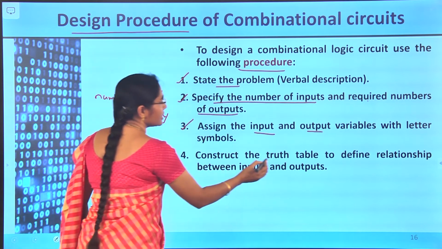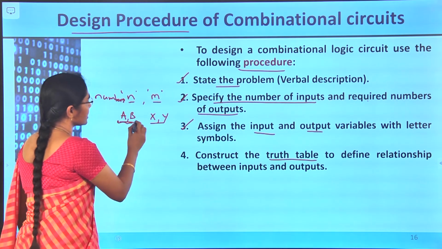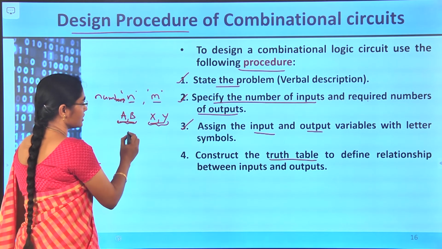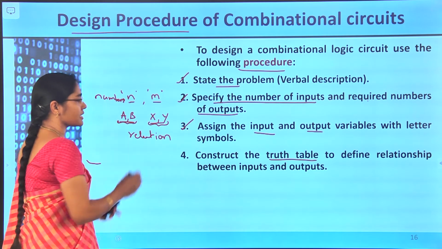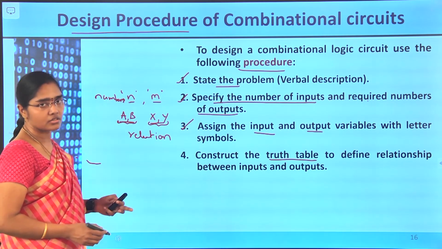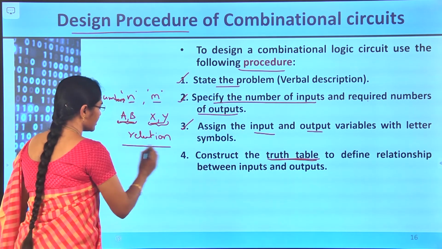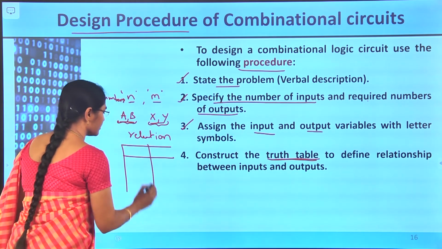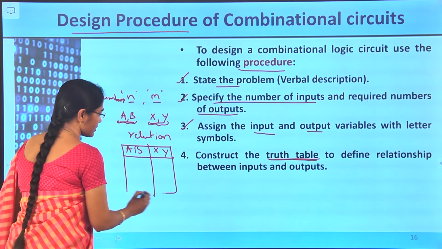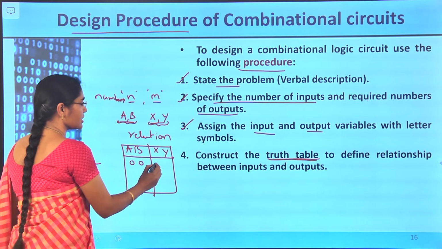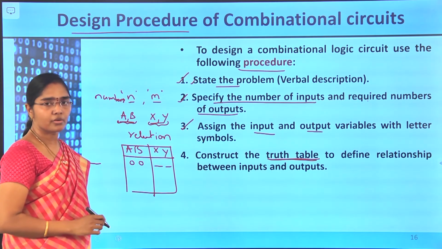After that, construct the truth table to define the relationship between these inputs and outputs. So, the relation between the inputs A, B and outputs X, Y is going to be represented with the help of a truth table. So, then construct the truth table for A, B, X and Y. Based on the AB combinations, define the outputs depending upon the statement of the problem.